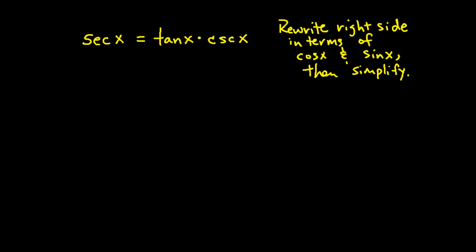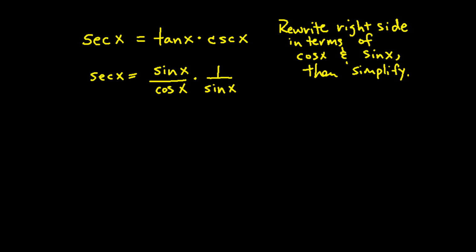This question has to do with our identities. Rewrite the right side of the equation in terms of cosine x and sine x, then simplify. So the left side's going to stay the same, and the right side we're going to change tangent x to sine x divided by cosine x. And since cosecant is 1 over sine, we will change cosecant x to 1 over sine x.